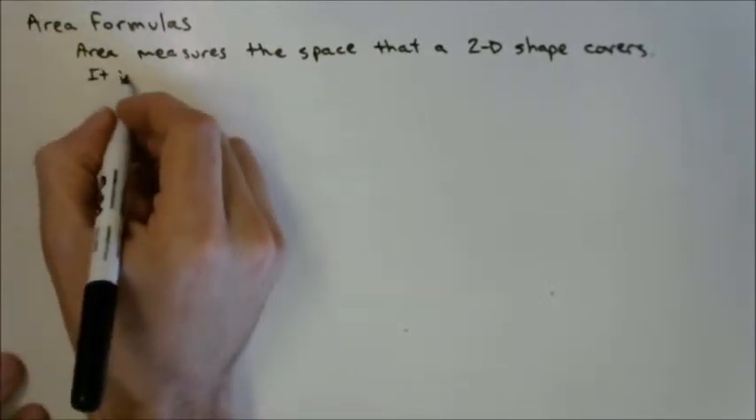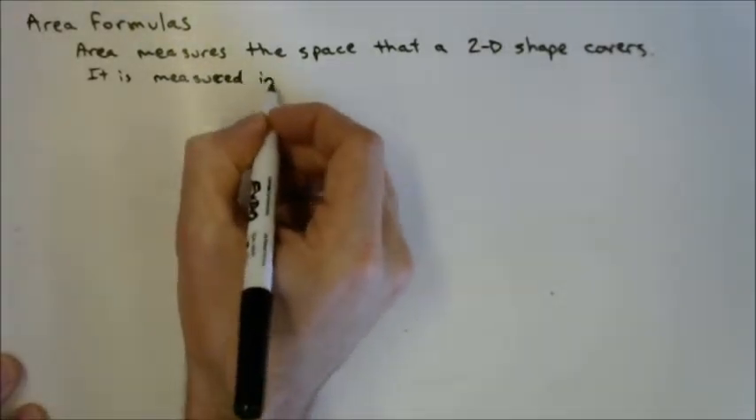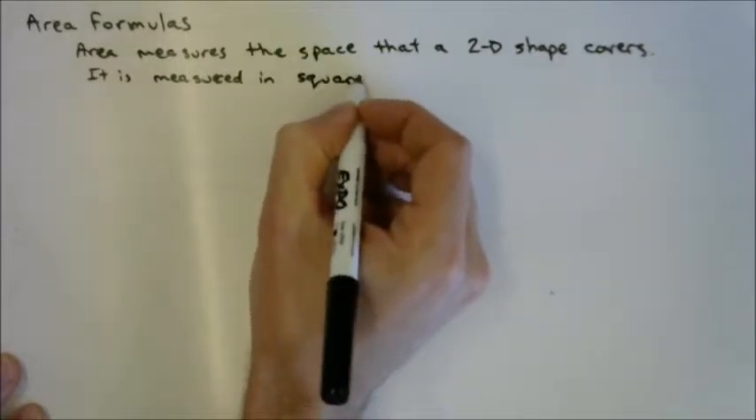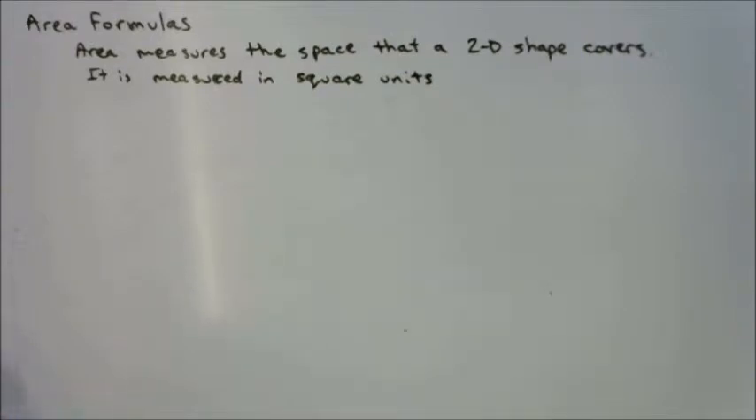It is measured in square units. So if the length and width are measured in kilometers, then the area that that field takes up would be kilometers squared. If you're measuring the area that a piece of paper takes up, you'd measure the length and width in centimeters, and then the area would be measured in centimeters squared, because you're multiplying the length and width together, you're also multiplying the units together. So centimeters times centimeters is centimeters squared.